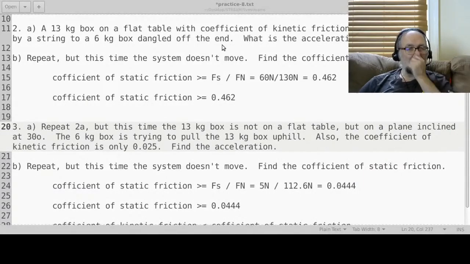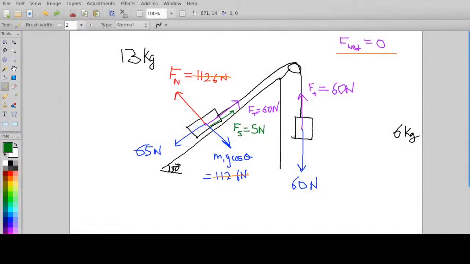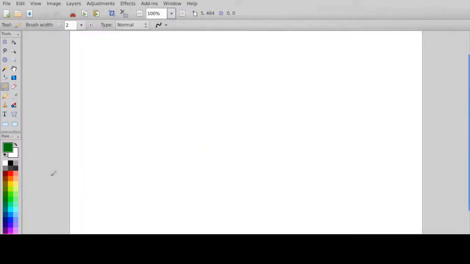Okay, so part A is the same, except that now you know the coefficient of kinetic friction, it's 0.025, okay, and we want to find the acceleration of the system. All right, so let's switch back to our whiteboard here, and the new diagram is going to look a lot like this, but rather than try to erase stuff here, let me just start afresh, and we'll work it out, okay?